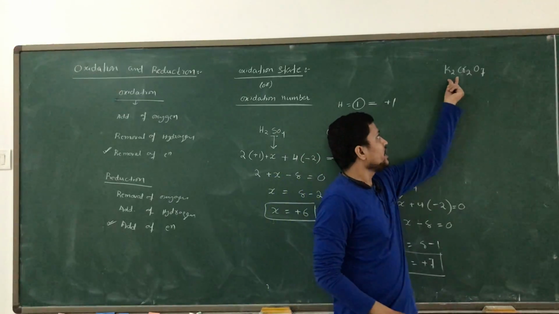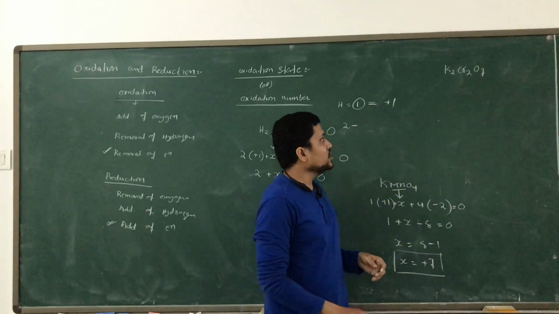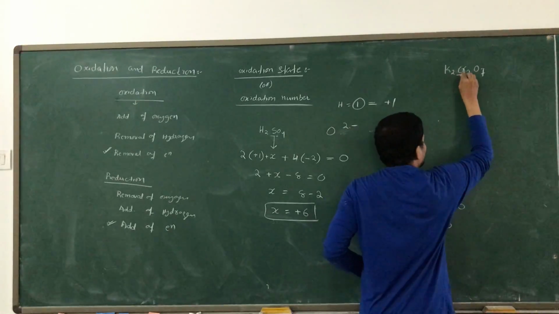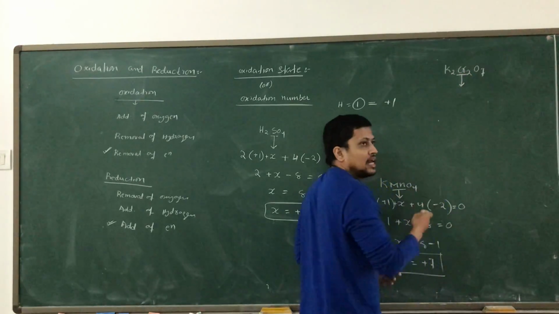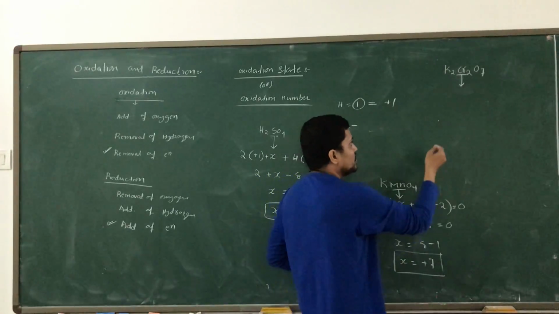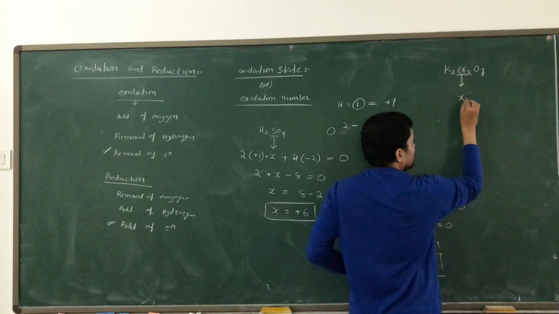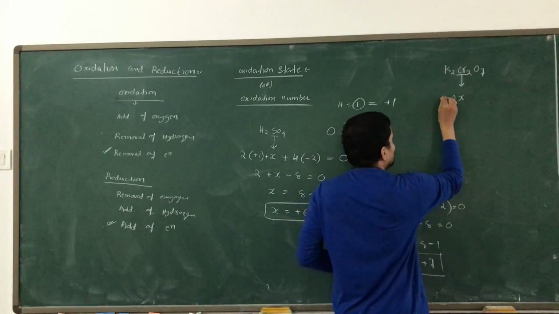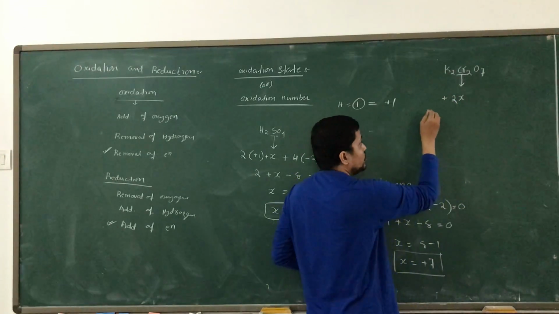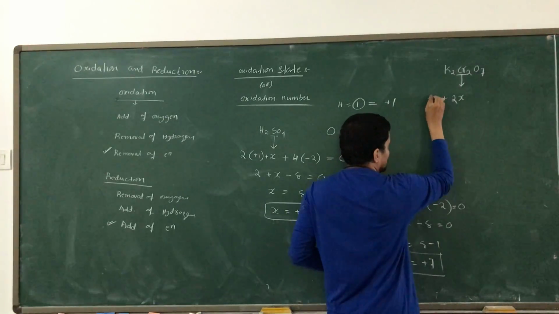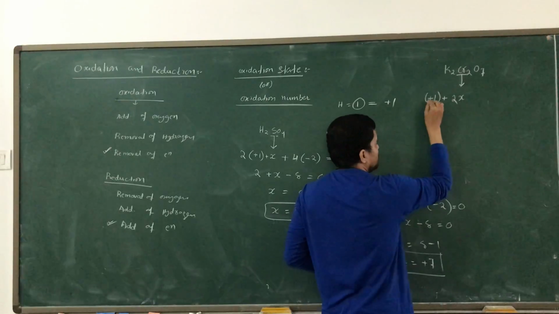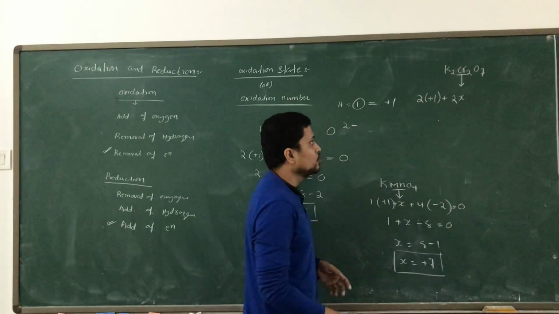Now I am showing K2Cr2O7. In potassium dichromate, if they are asking for the oxidation state of chromium, which is the central atom, normally they ask for the central atom. So assume that central atom as x. How many chromium do we have? 2. So it is going to be 2x. And potassium is going to lose an electron. Every time potassium loses 1 electron to achieve the argon electronic configuration, so plus 1. How many potassium do we have? 2 potassium, so 2 into plus 1.